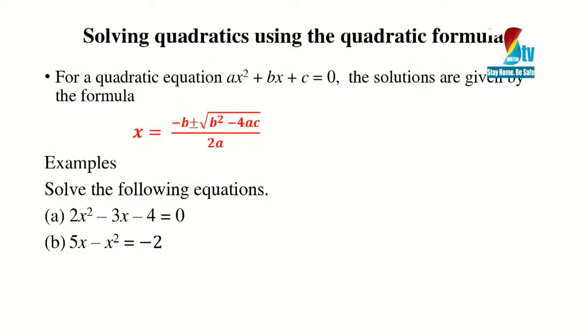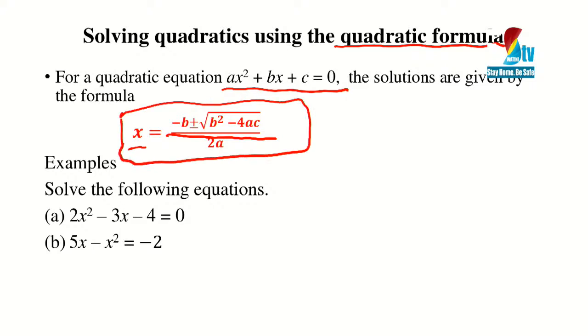Now let us look at the last method of solving quadratic equations. That is by using the quadratic formula. So for a quadratic equation of this form, the solutions are given by the formula x is equals to negative b plus or minus the square root of b squared minus 4ac, all over 2a. That is important. All over 2a. So this is the quadratic formula.